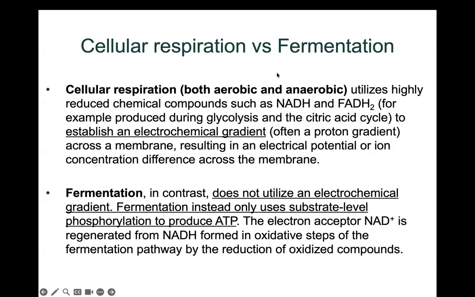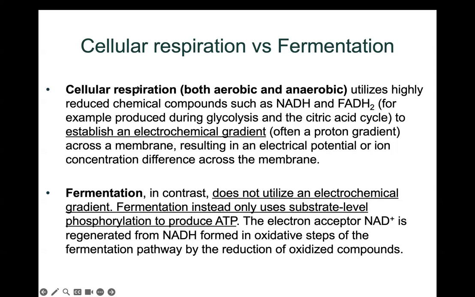But both of them are quite similar. The only difference between them is what they're using. Aerobic uses oxygen as a final electron acceptor, and anaerobic uses something else, another inorganic molecule. But both of them will keep reducing chemical compounds such as NADH and FADH2. They're going to keep breaking down glucose molecules to produce NADH and FADH2, and you're going to create an electrochemical gradient. So this proton gradient that we spoke about, this chemiosmosis.